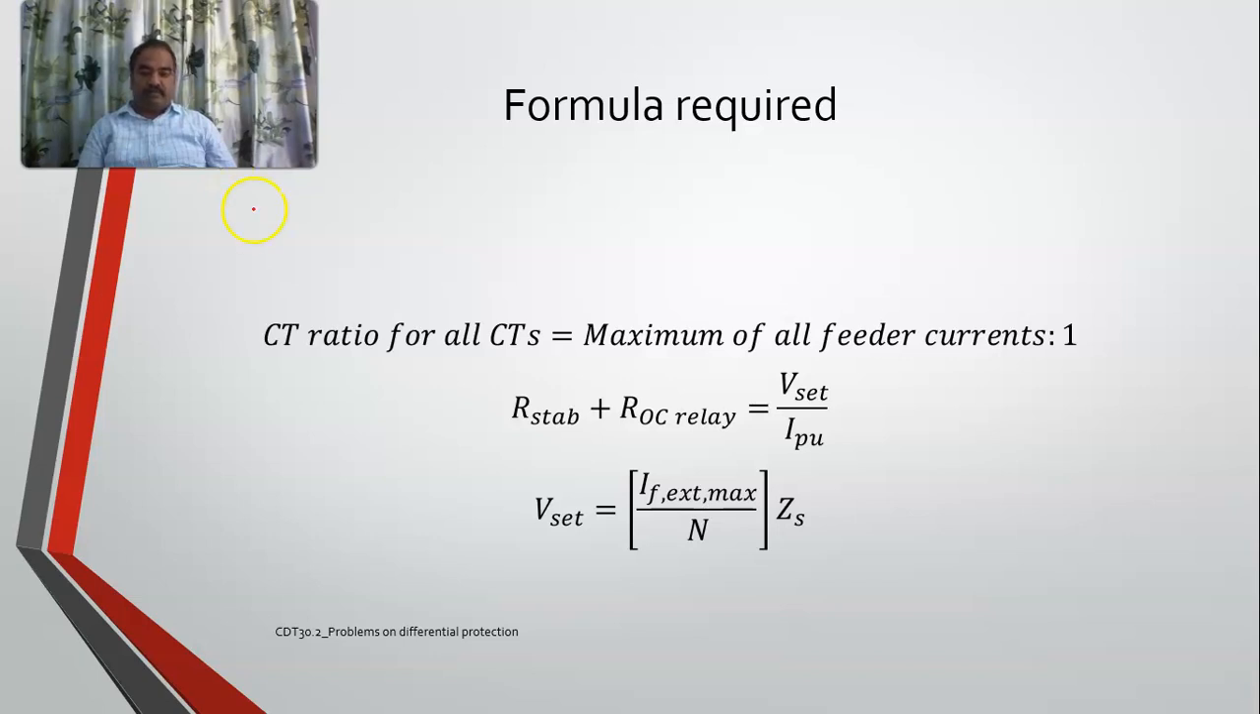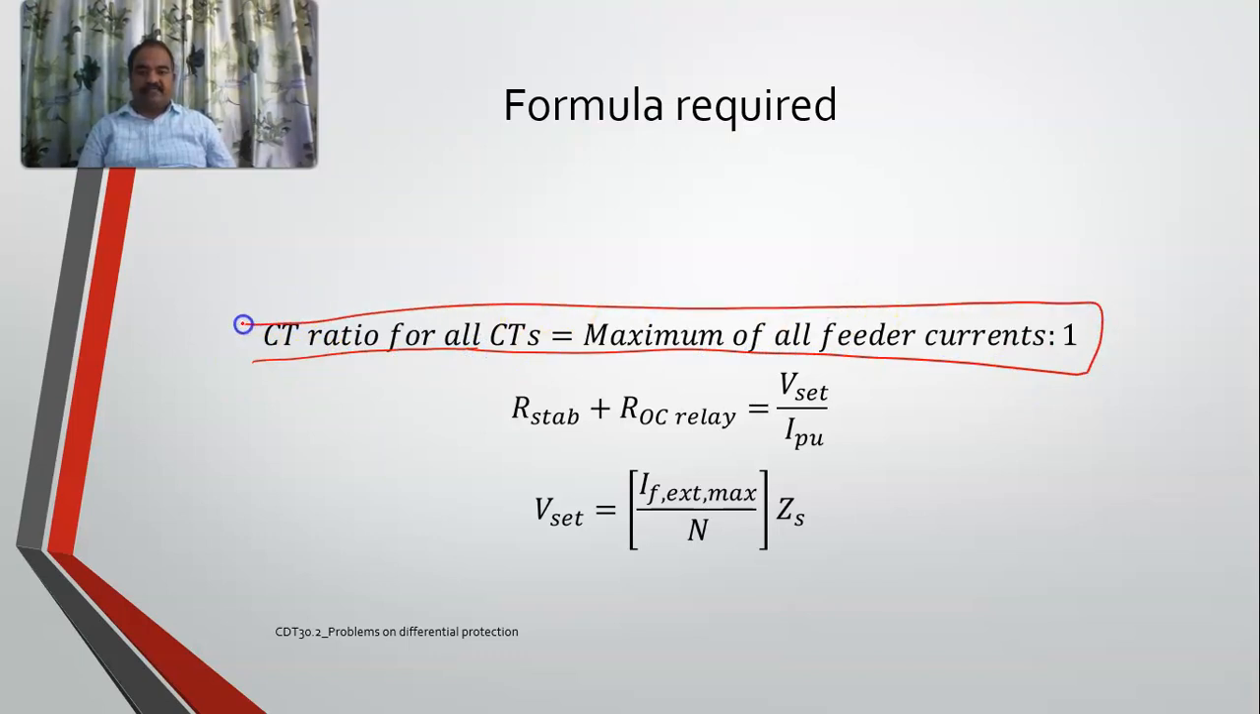This is one of the important things which you are supposed to remember. CT ratio for all CTs is equal to the maximum of all feeder currents is to 1.